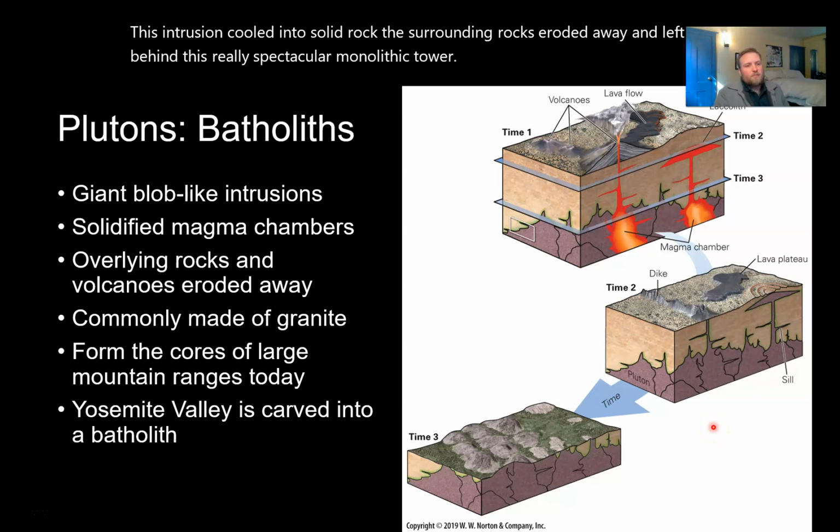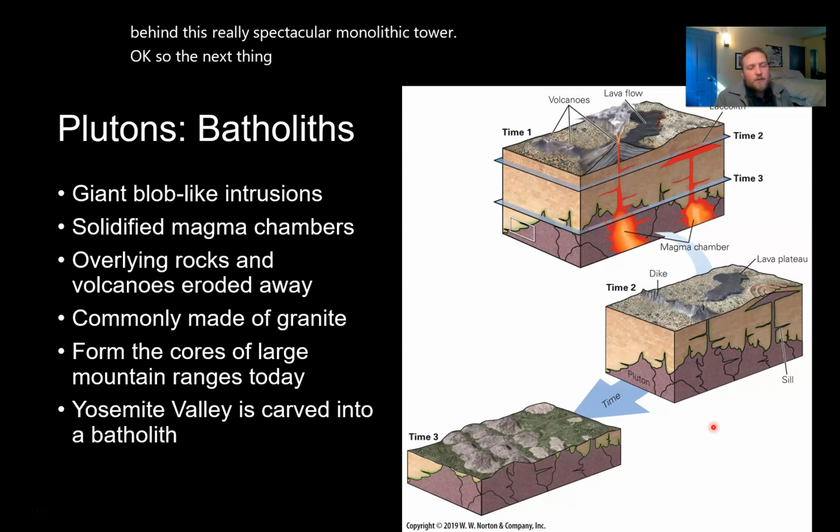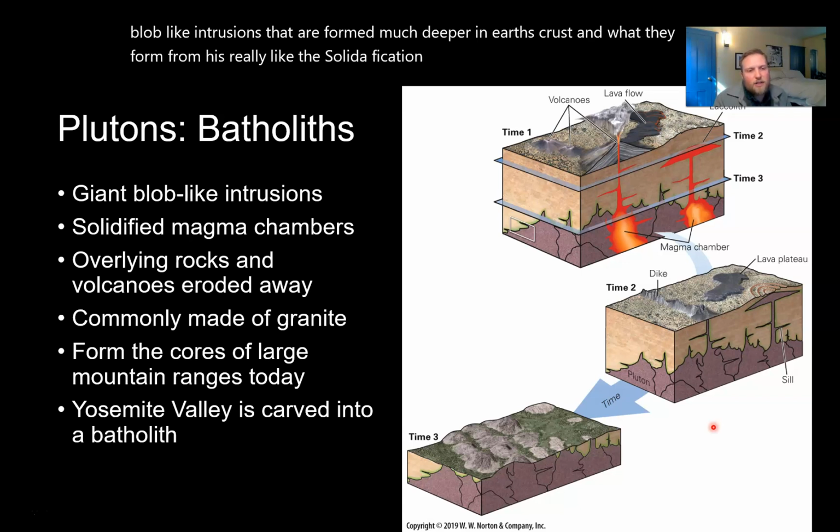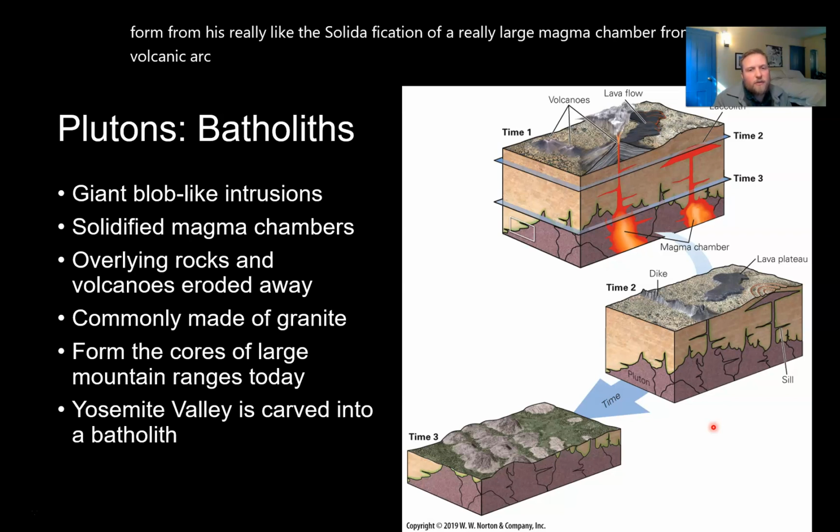Okay, so the next thing, plutons. So plutons, also called batholiths, are these giant blob-like intrusions that are formed much deeper in Earth's crust. What they form from is the solidification of a really large magma chamber from a volcanic arc or an extensional area where you have a lot of deep melting of the crust.